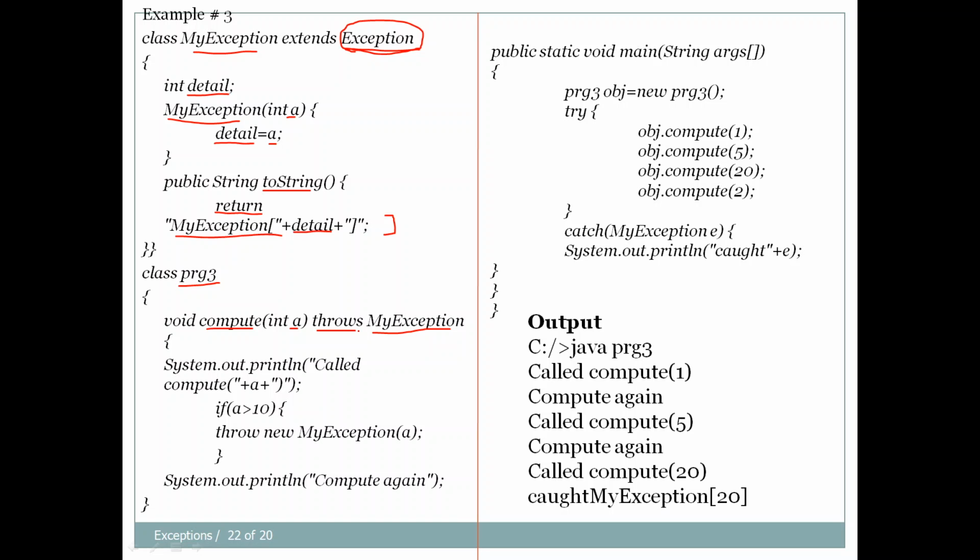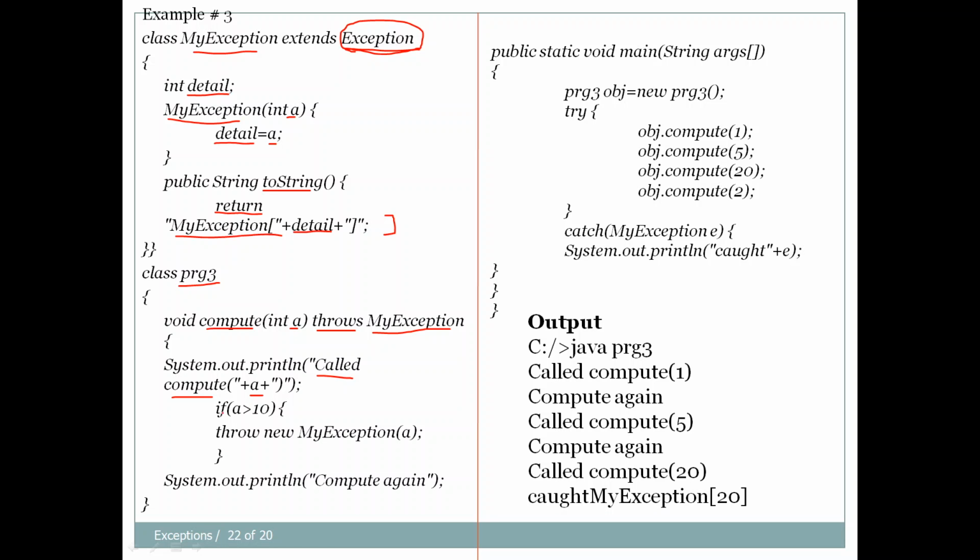What exception may it throw? It may throw my exception, whatever exception we have defined. Now what is included in compute? Inside compute we have a print statement that prints called compute, along with the value of a, which compute is receiving.